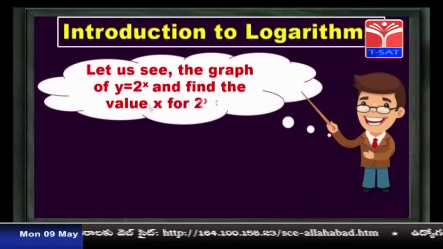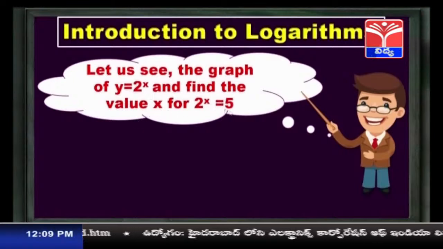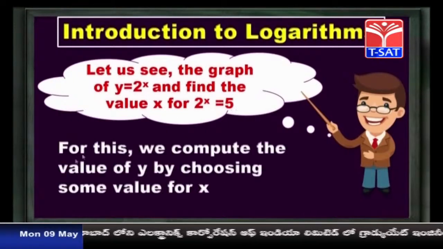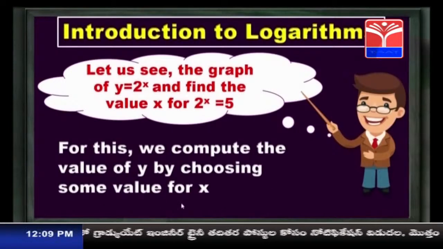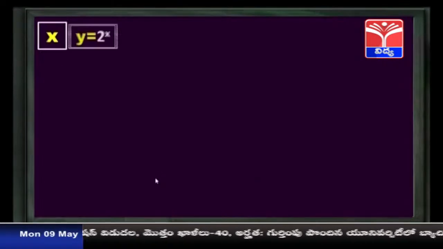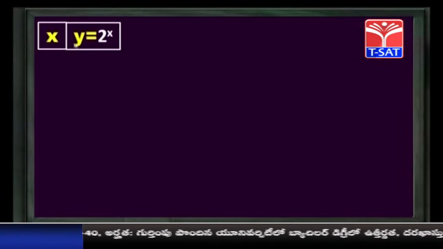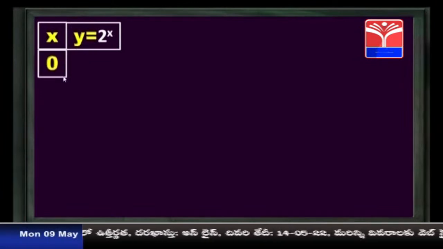Let us see the graph of y is equal to 2 power x and find the value of x for 2 power x is equal to 5. For this we compute the value of y by choosing some values for x. Now let us see the graph. Before going to the graph, let us see the values. First, x and y is equal to 2 power x. Let us take x is equal to 0.